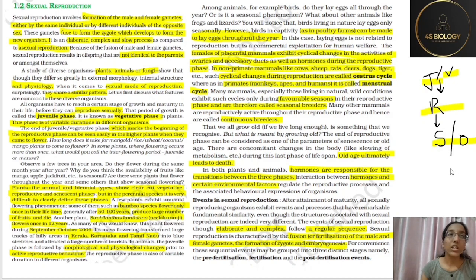They may ask you in the exam to explain step-wise. First fusion, then zygote formation, then embryogenesis. Okay, these sequential events may be grouped into three distinct stages: pre-fertilization, fertilization, and post-fertilization.